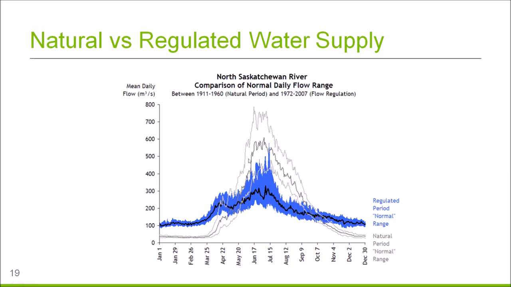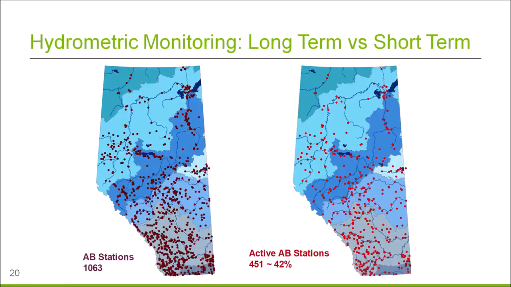However, the gray lines show what would have been the natural variability if the river wasn't regulated. So basically, this was the river before we started the regulation, and this is the river right now after the regulation, and this is for the North Saskatchewan River. This again tells you that a lot of times our rivers are regulated, so their hydrology has been changed. We have to keep that in mind when we talk about water management.